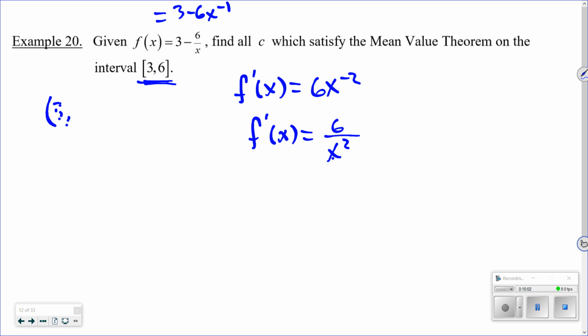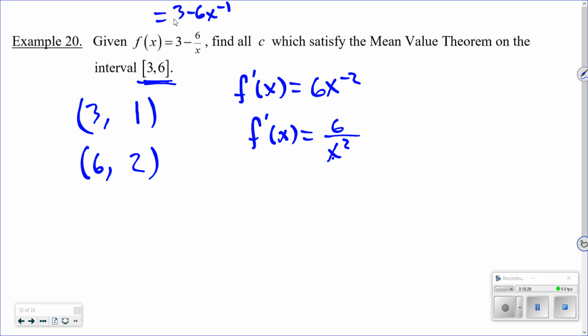Let me move over since my board doesn't function over there. So it's 3 something, and it's 6 something. If I plug 3 in, I get 3 minus 6 over 3, which is 2, and 3 minus 2 is 1. Plug 6 in, 3 minus 6 over 6, 6 over 6 is 1, 3 minus 1 is 2. So there's my 2 points. Let's find the average rate of change.